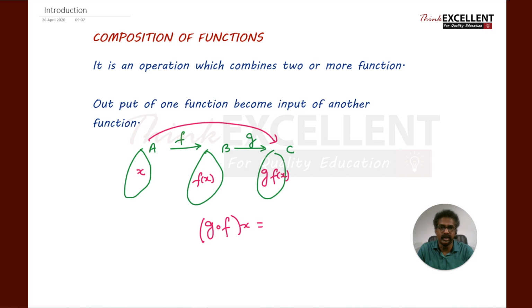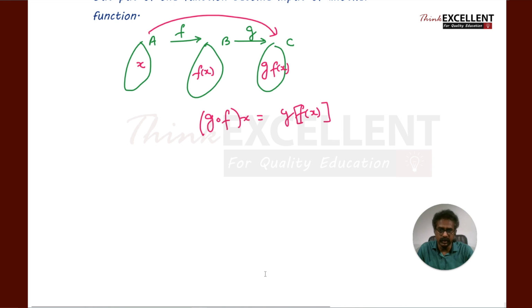So g composition f of x means, don't find g of x first. First you have to find f of x, then you put it in g. So g composition f of x means g of f of x. In the same way, what is f composition g of x? f composition g of x means f of g of x. First you have to find g of x, then you put that in f.